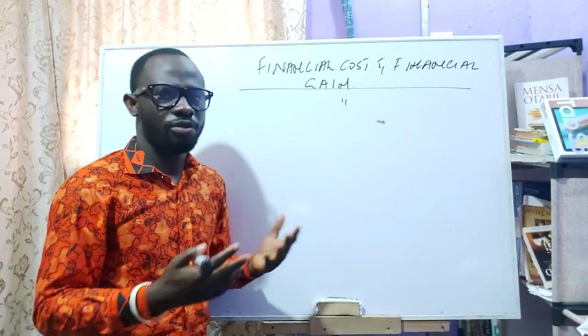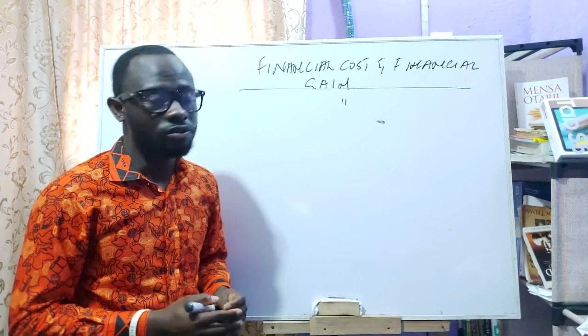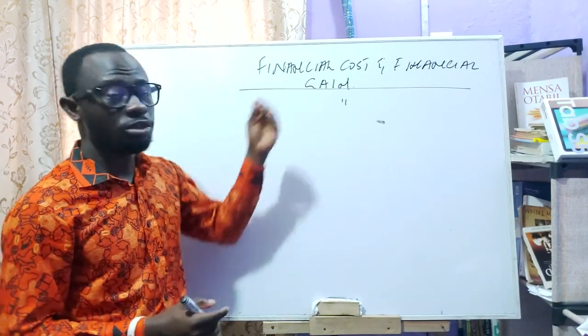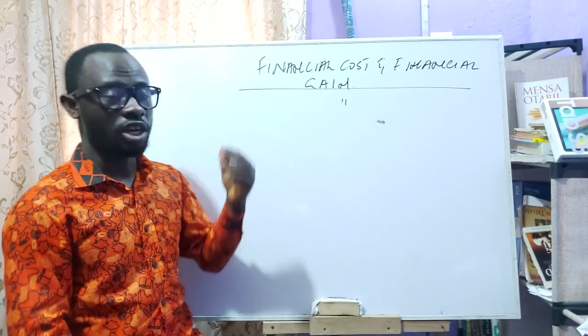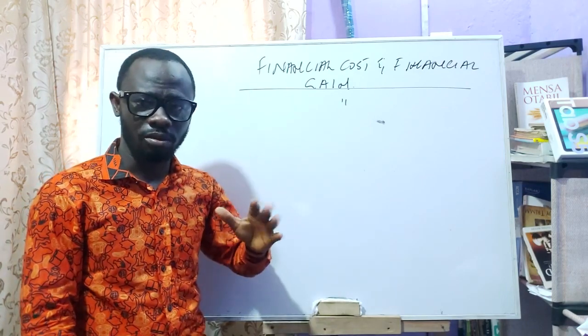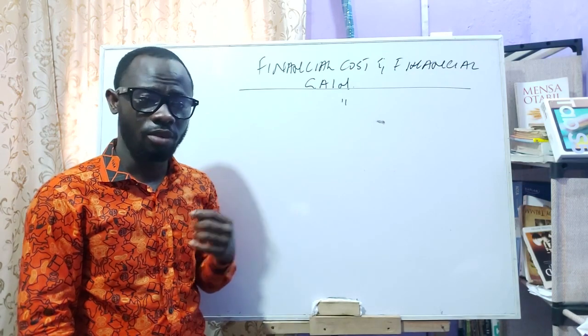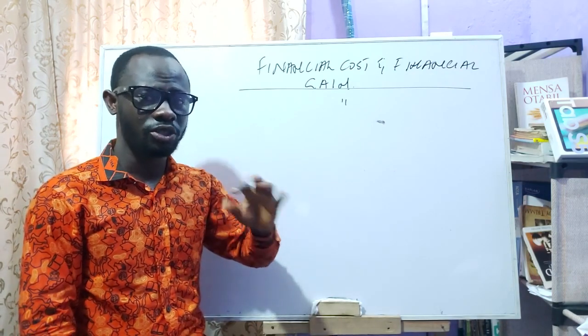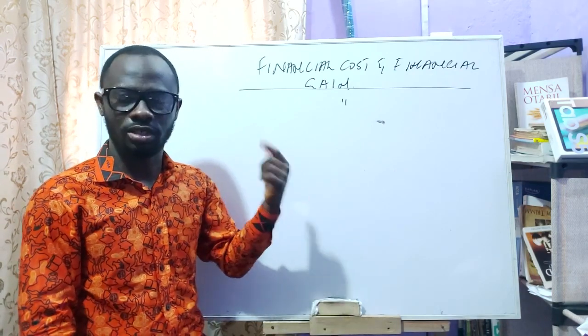Right, so we want to continue with our discussions on principles of taxation, and the next thing we want to look at is the treatment of financial cost and financial gain. Now, this is one of the key areas in the exam hall where the examiner is going to be playing with you, and you've got to understand the principles that underline how this treatment is done.